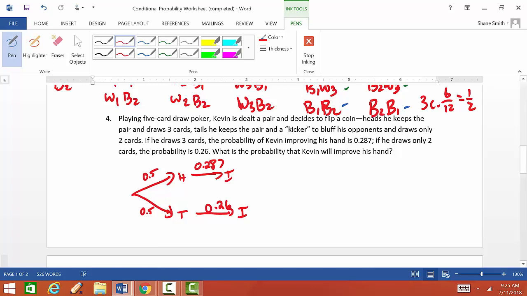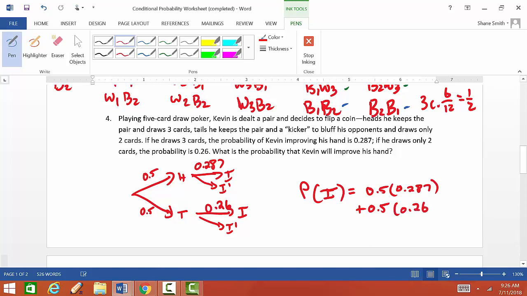You can draw the branch out here for not improving if you want, but we don't need to know that probability, because all we want to find is the probability that Kevin improves. Well, there's 2 ways he improves. He gets heads, which is 0.5 chance times the probability of him improving if he gets heads. And then we add the probability of getting tails, which is also 0.5 chance times the probability of improving his hand if he gets tails. And so the probability of him improving his hand is 0.2735.